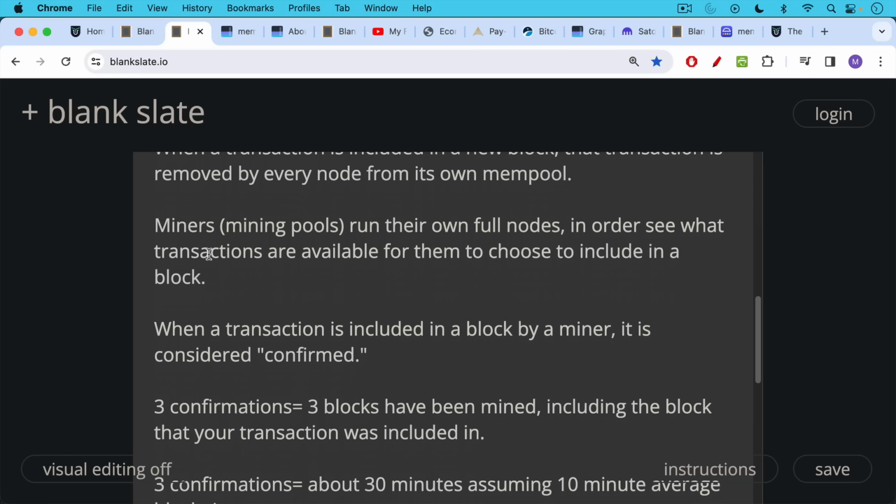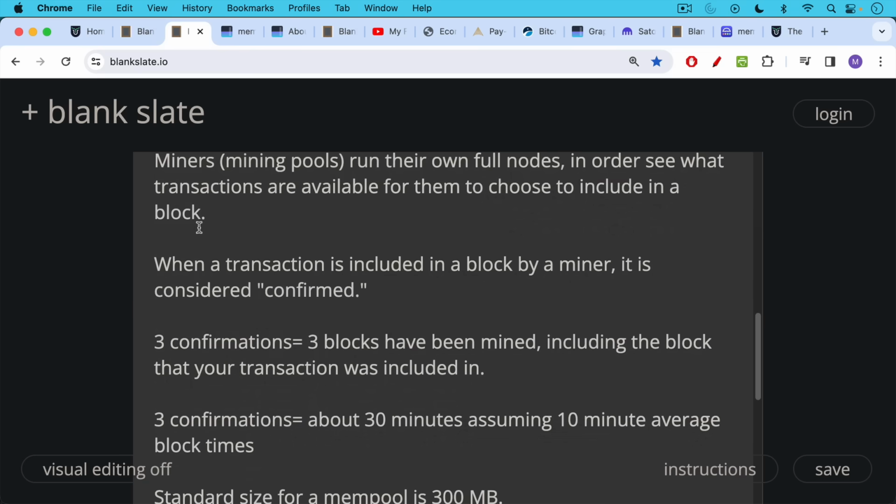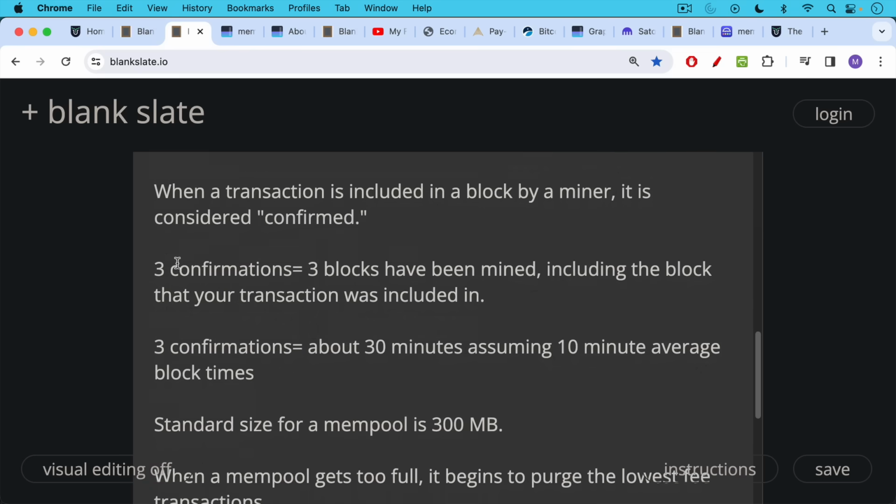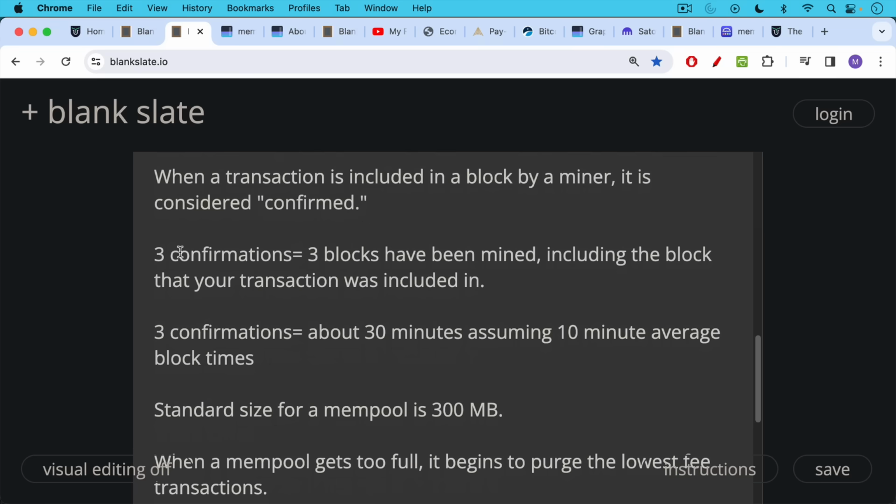3 confirmations, you may have heard this before, is the equivalent of 3 blocks that have been mined, including the block that your transaction was included in. If you're sending a large amount of money, if you wait 6 confirmations or 60 minutes, in other words, 6 blocks, that should be plenty of time. So each confirmation is approximately 10 minutes. 3 confirmations would be 30 minutes, assuming 10-minute average block times. And sometimes blocks come in more quickly, sometimes they come in more slowly.